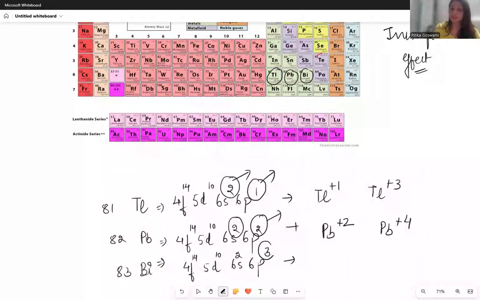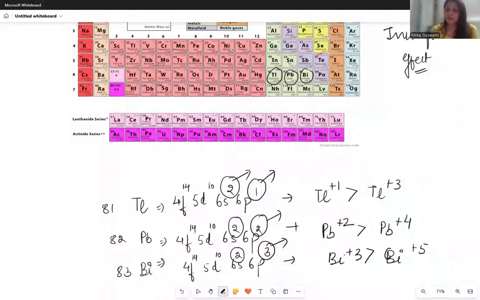It can either give away these three electrons and form the bismuth plus 3 ion, or it can give away even these two electrons and form bismuth plus 5. So this is what the inert pair effect is. It basically states that the stability of these two ions, which are possible in the heavier elements, goes this way. Tl plus 1 is more stable than Tl plus 3. Lead plus 2 is more stable than lead plus 4. And bismuth plus 3 is more stable than bismuth plus 5, which basically means that the smaller oxidation state is more stable than the higher oxidation state possible in the heavy metals.